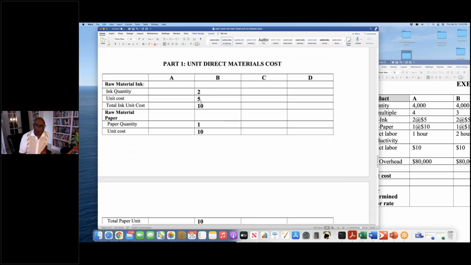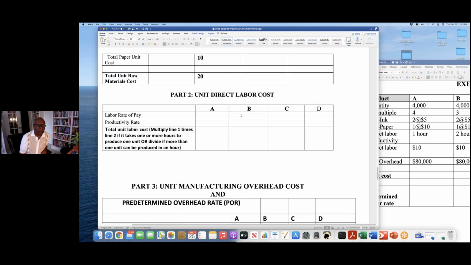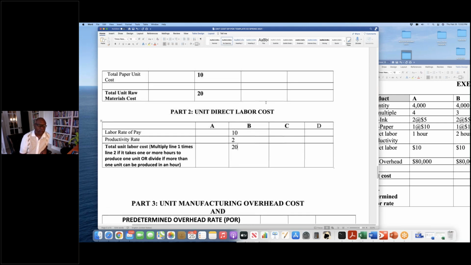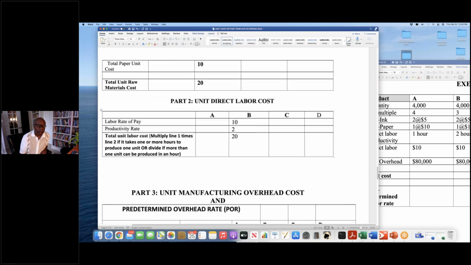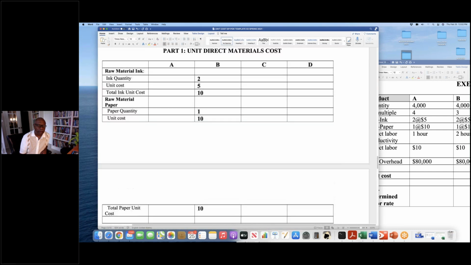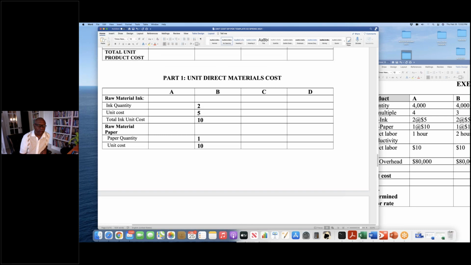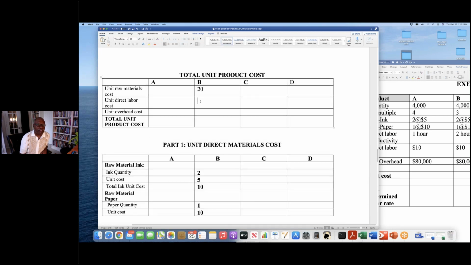All right, now we're ready for the labor, right? What's our labor rate of pay? 10. What's our productivity rate? 2. So what's our labor going to be? Unit labor cost. 20. What we're going to do with the 20? Take it back down to the total unit product cost chart. Right? That's correct.